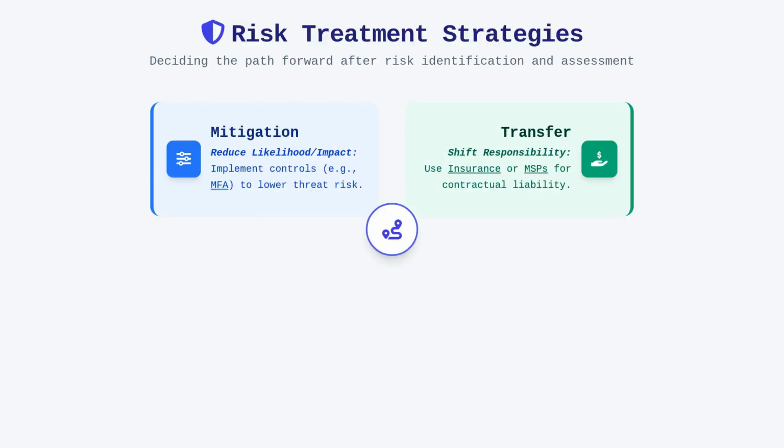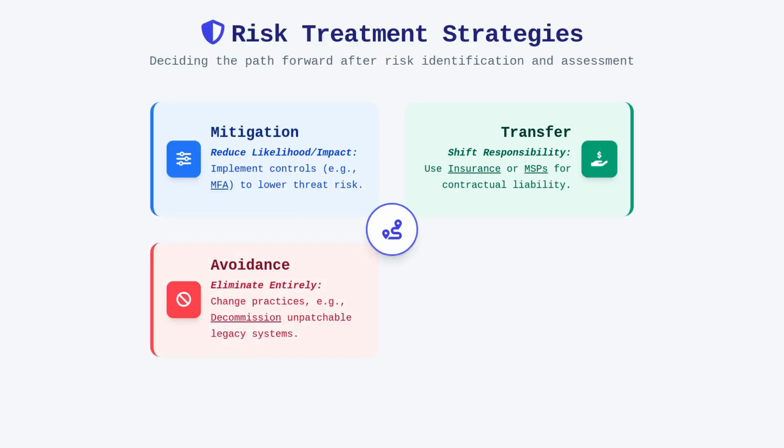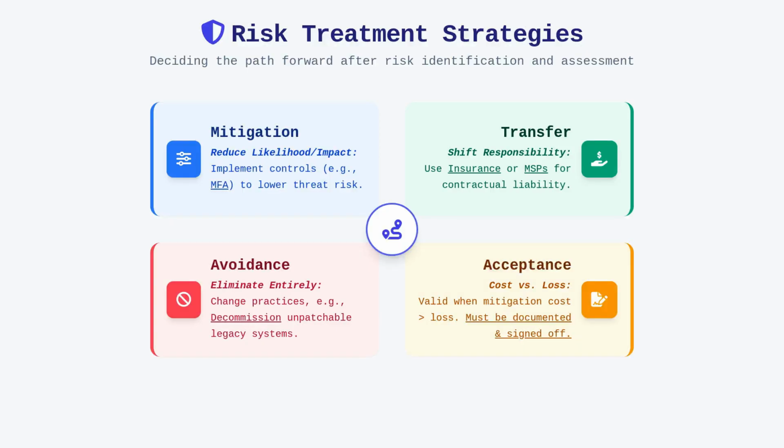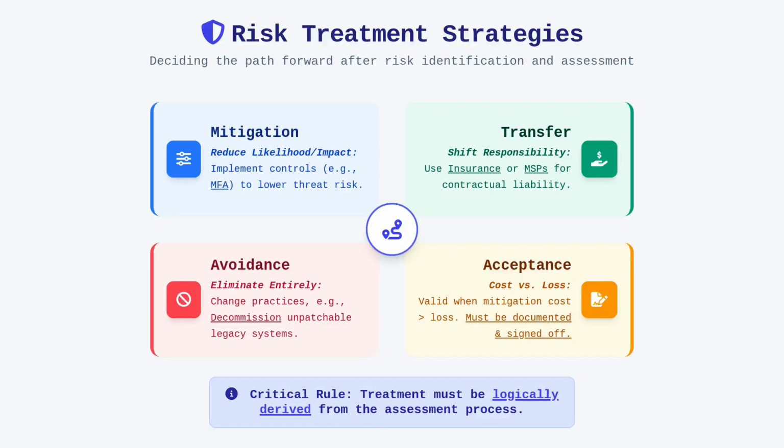Transferring risk is usually done through insurance or outsourcing security responsibilities to a managed service provider that assumes the contractual liability. Avoidance means changing our business practices to eliminate the risk entirely, like decommissioning a legacy system that has no viable patches. Finally, accepting the risk is a valid strategy when the cost of mitigation exceeds the potential loss, provided that this decision is documented and signed off by the appropriate authority. Each treatment must be logically derived from the prior steps we have taken in our assessment process.